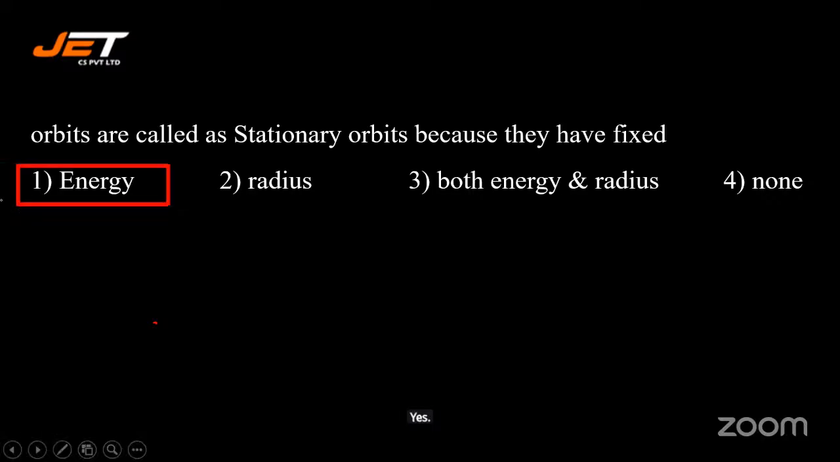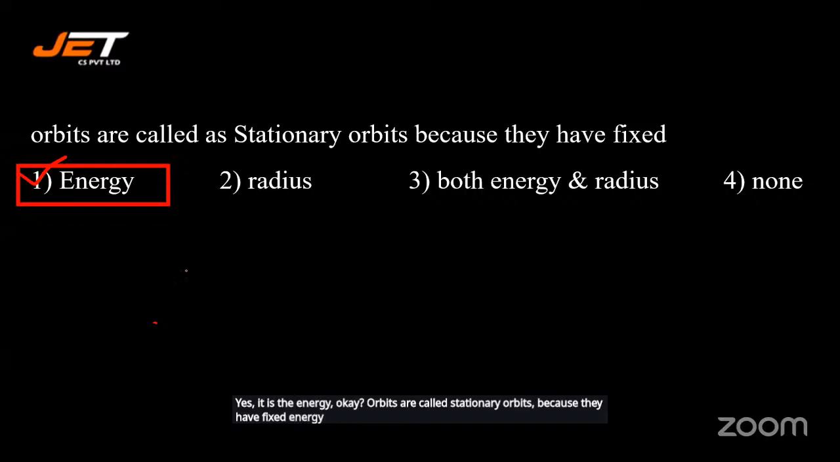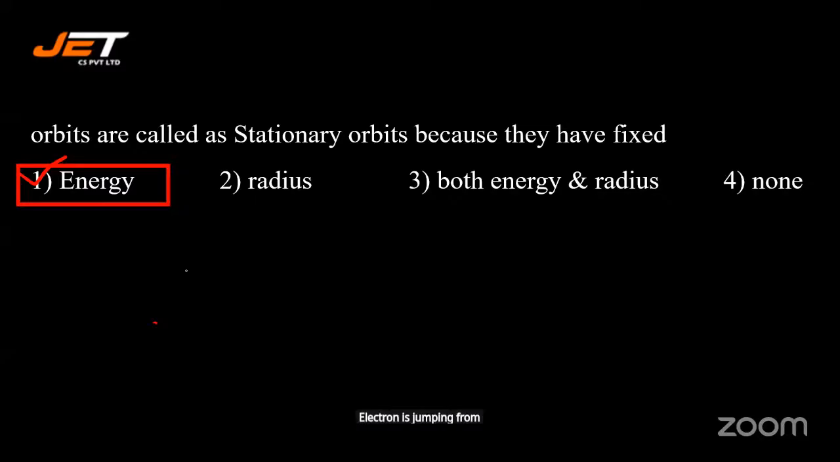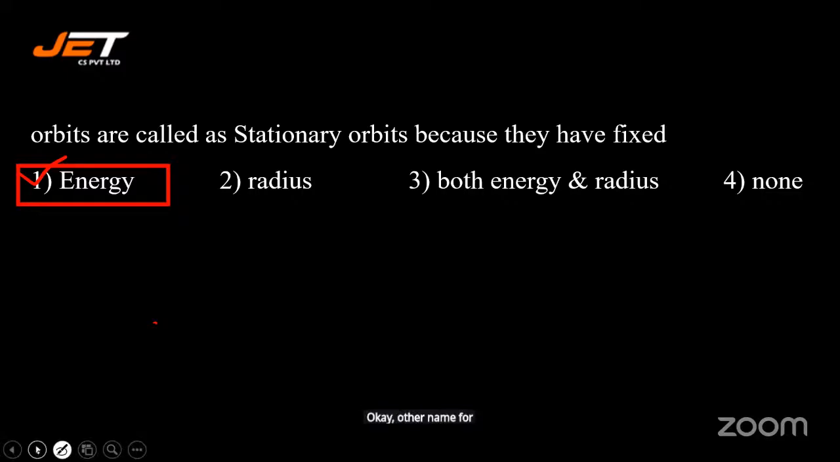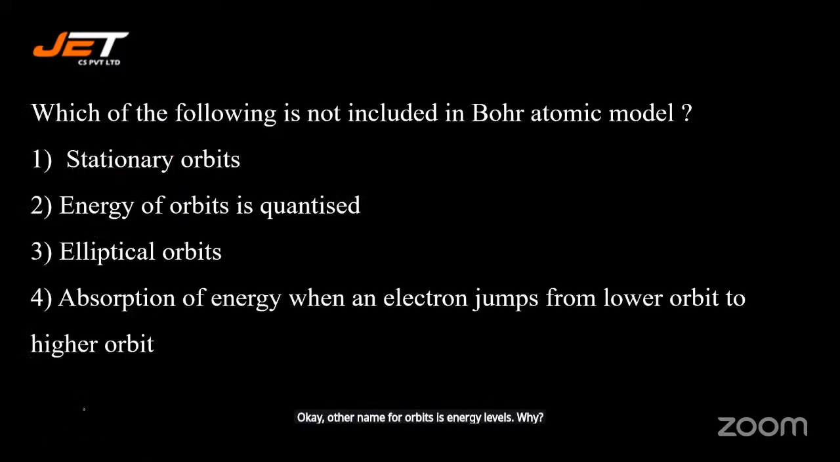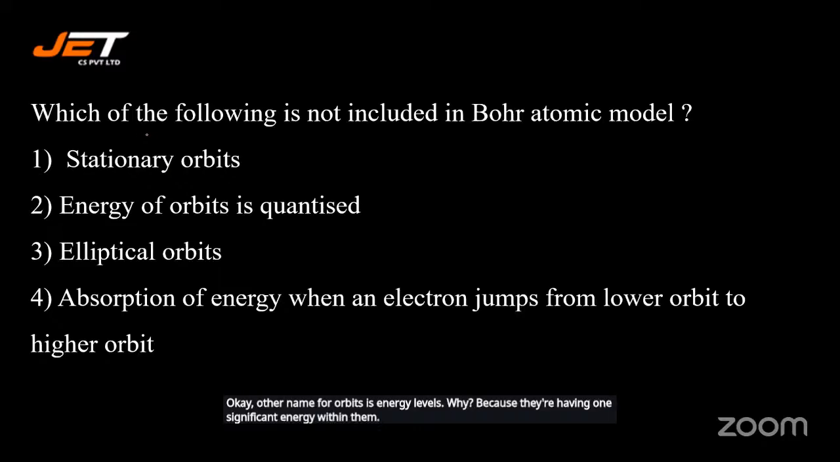Yes, it is the energy. Okay, orbits are called as stationary orbits because they have fixed energy. You can never tell that the orbit itself is changing. The electron is jumping from one orbit to another orbit when it is reaching its excited state, but the energy path will remain constant. That is why orbits are always stationary because of fixed energy levels. That is why they are called as energy levels. Okay, another name for orbits is energy levels. Why? Because they are having one significant energy within them. Now let us go to the next question.